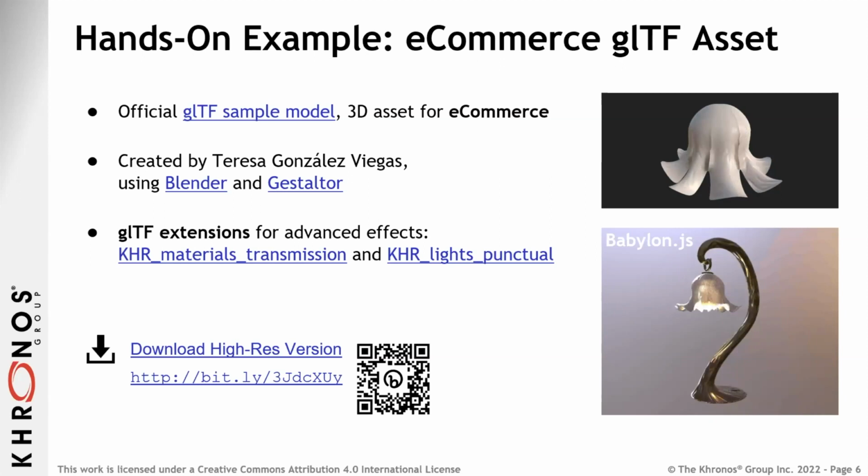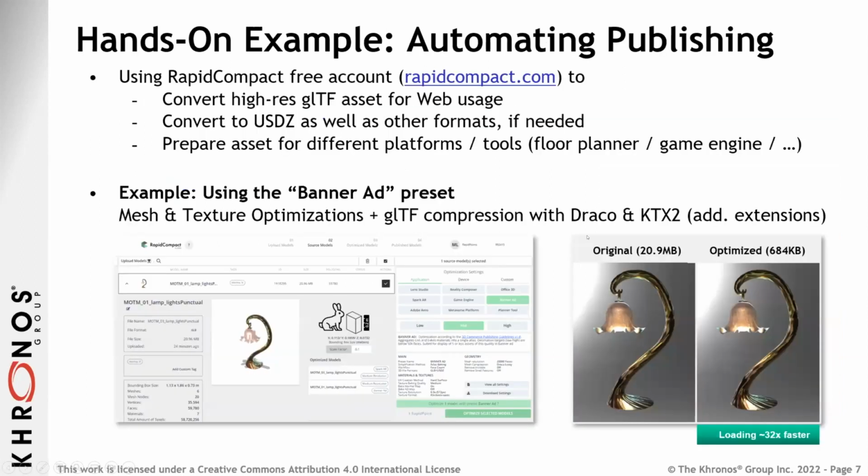So if you want to try that out yourself, the next step, we're going to optimize the asset with Rapid Compact for a banner ad in this case. You can download the high-res version here. There's also a short link, and then you can try it out. So usually we had a bit less time scheduled for today, but since we have a little more time, I'll even do this as a live demo and show you how we can do this with our Rapid Compact platform and how we think about this whole workflow.